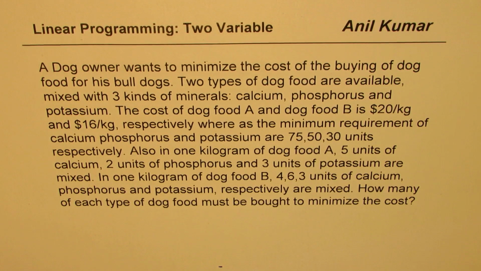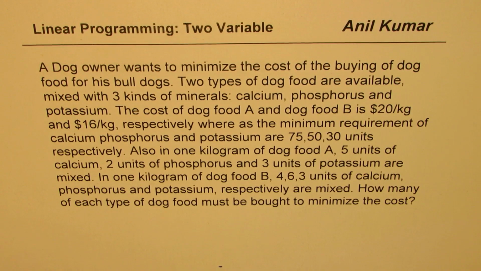Also, in 1 kilogram of dog food A, 5 units of calcium, 2 units of phosphorus, and 3 units of potassium are mixed. In 1 kilogram of dog food B, 4, 6, and 3 units of calcium, phosphorus, and potassium, respectively, are mixed. How many of each type of dog food must be bought to minimize the cost?